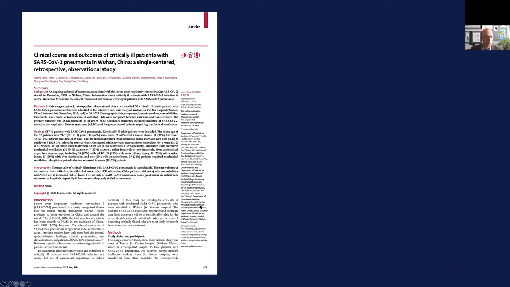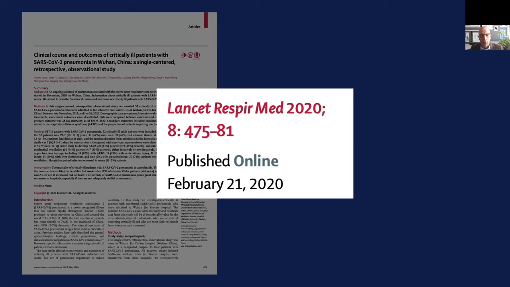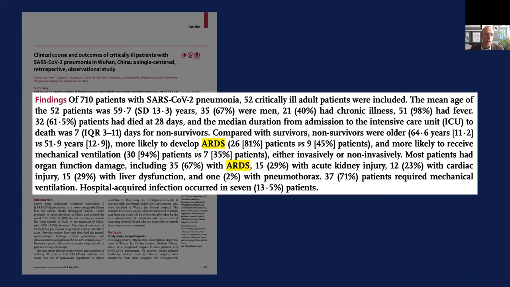And if you remember, the early reports that we were all sort of eager to learn from used very straightforward language. They talked about this novel virus, the SARS-CoV-2. This one, for reference, was published online February 21st, so mid to late February. And they used unambiguous language. They said, compared with survivors, non-survivors were older, more likely to develop ARDS. Most patients had organ function damage, including 67% with ARDS.